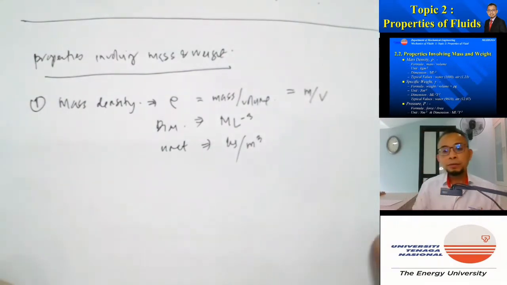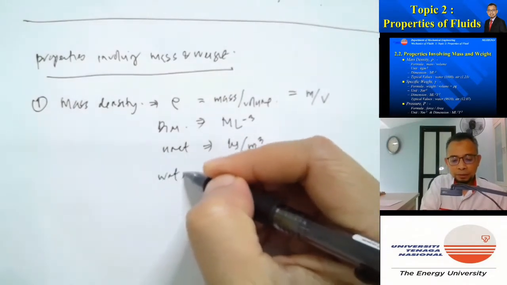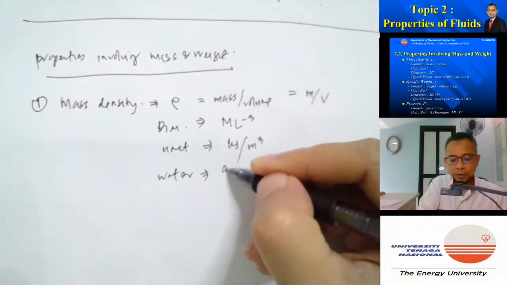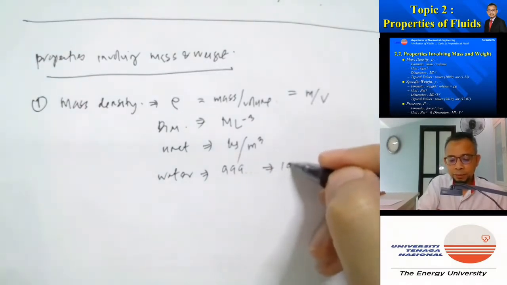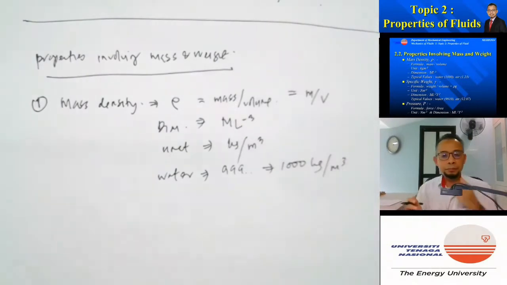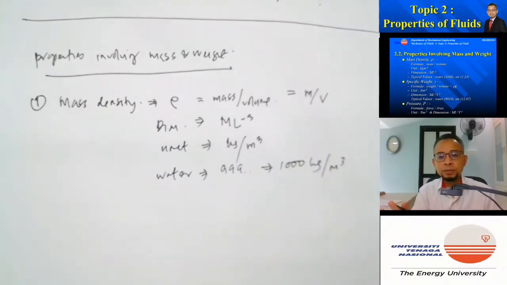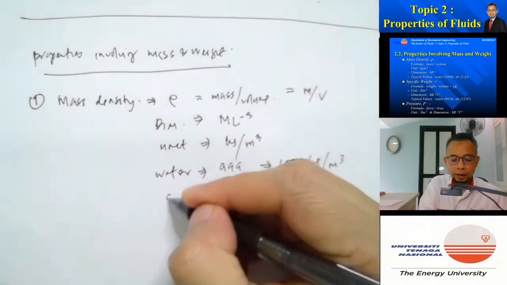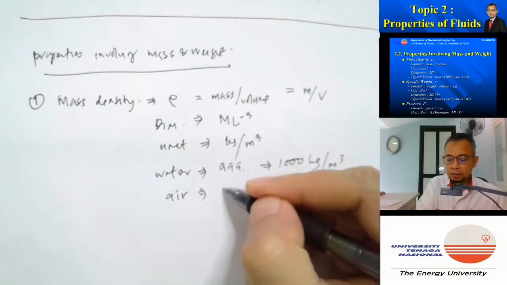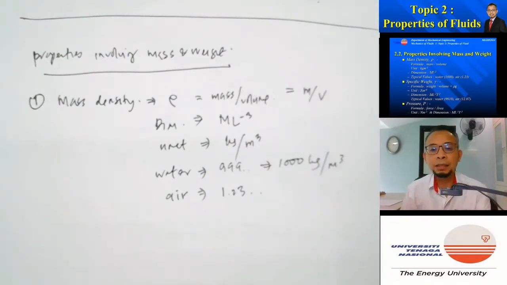A typical value of density for water is 999 point something, but normally we use 1000 kilogram per meter cube. So when solving a problem, if the density of water is not given, you can always assume it's equal to 1000. But if it is given explicitly as 999 point something, you have to use that actual value. For air, the typical density is 1.23. But of course, generally, density is also a function of temperature.